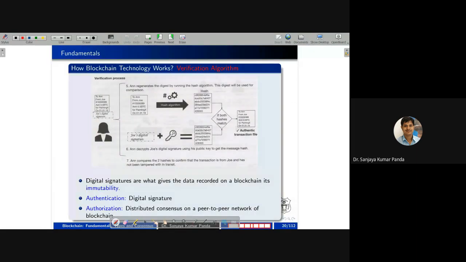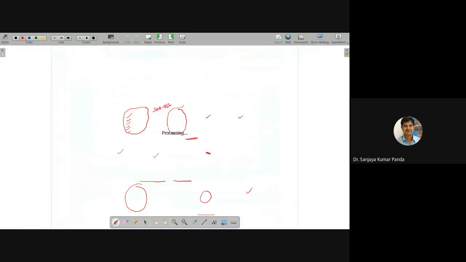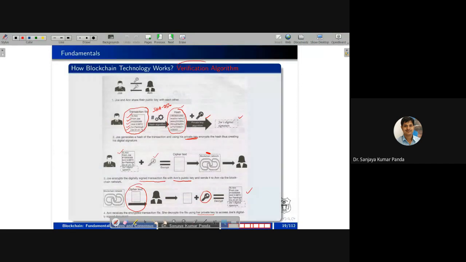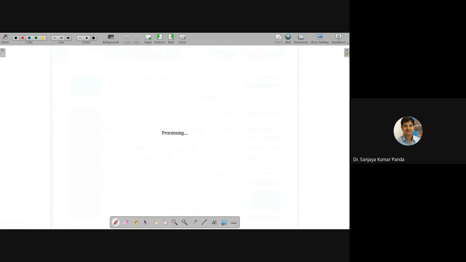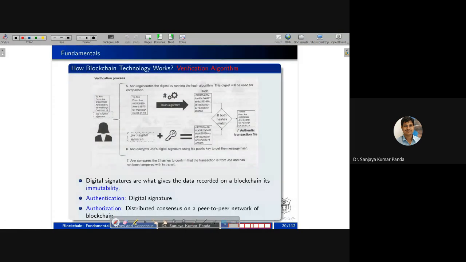Okay, then it comes to the verification algorithm. This is not the verification; I mistakenly wrote verification algorithm here. This is nothing but the signing algorithm, right? Which is the second step. The first step is to generate the private key and public key. The second step is to go for the signing algorithm. The third step is to go for the verification algorithm.